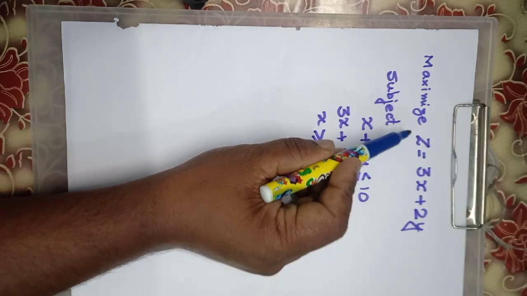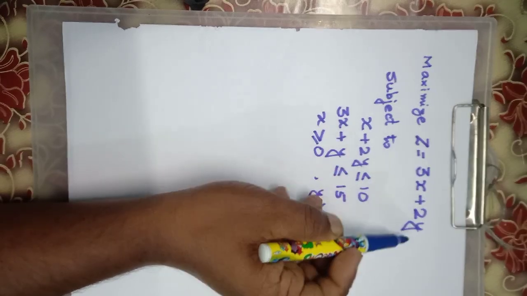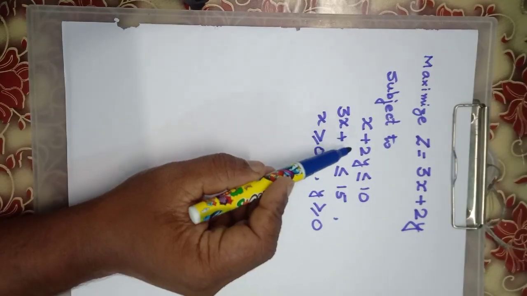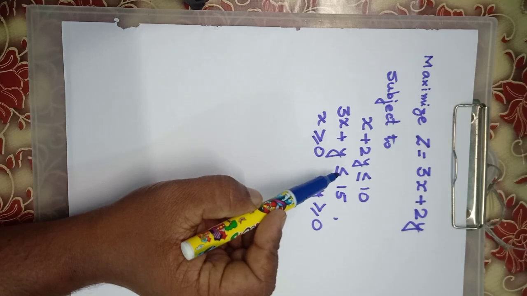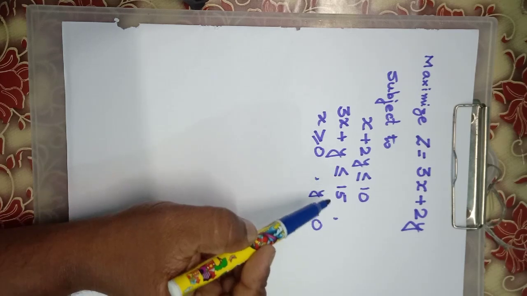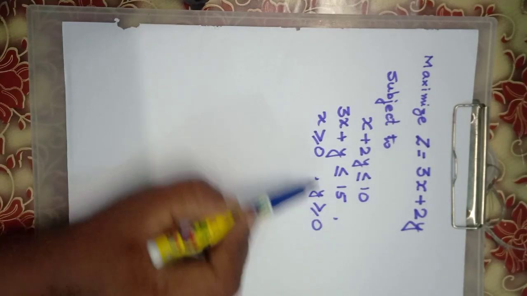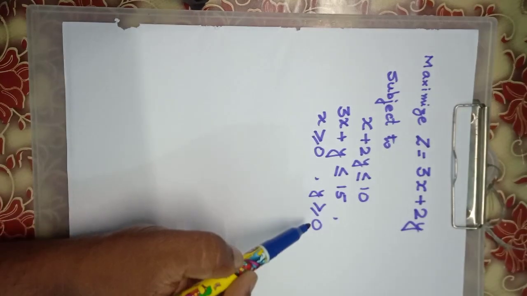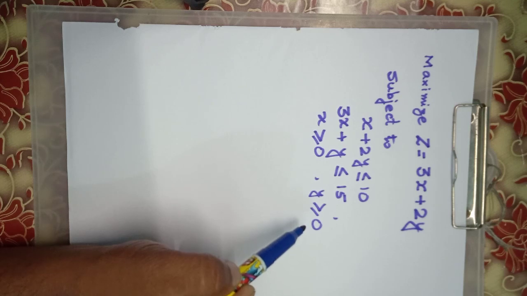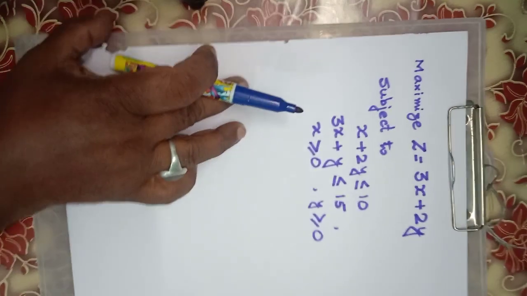Here we have to maximize z equal to 3x plus 2y, and these are the restrictions: x plus 2y less than or equal to 10 and 3x plus y less than or equal to 15. x greater than or equal to 0 and y greater than or equal to 0 are known as the non-negativity constraints.